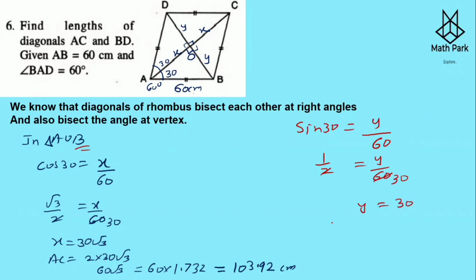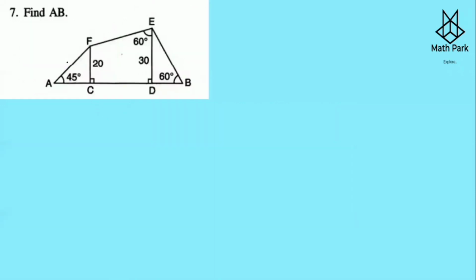And then you have the diagonal BD. AC we found out. Now BD is twice y. So you have BD is equal to 2 times y, which is 2 times 30, that is 60 centimeter. Got it? For question number 7, you have to find AB. That is, this distance is what you have to find out.